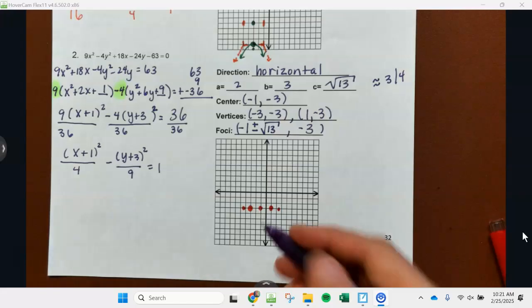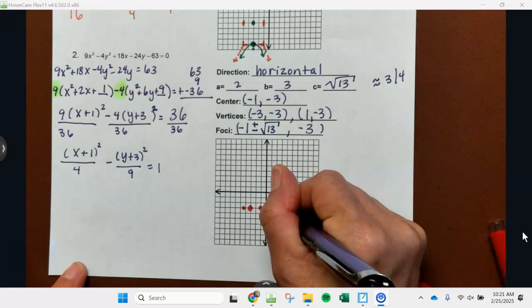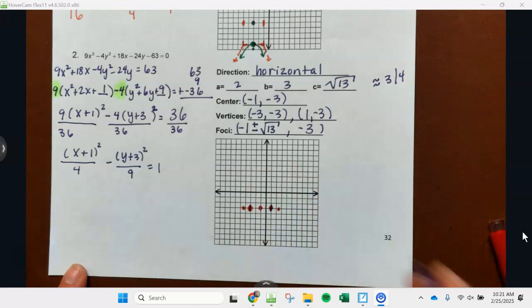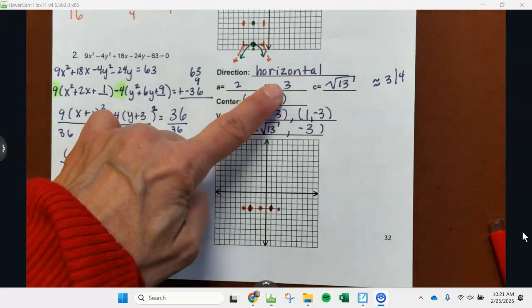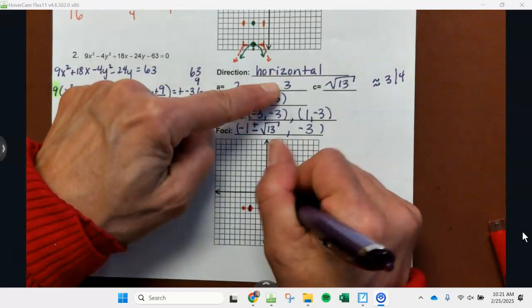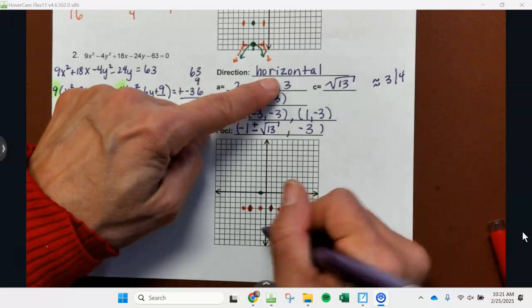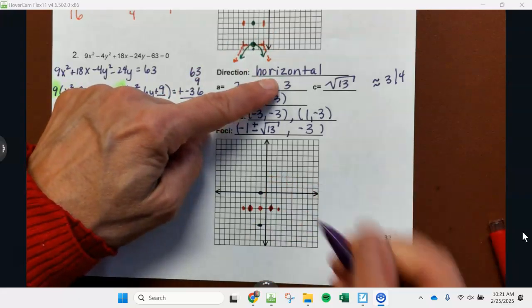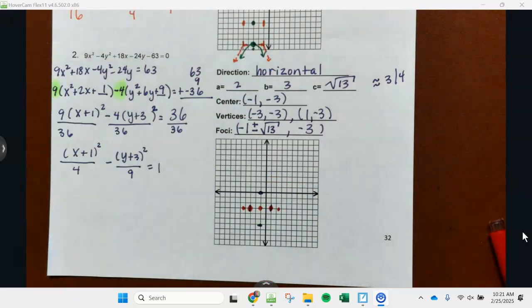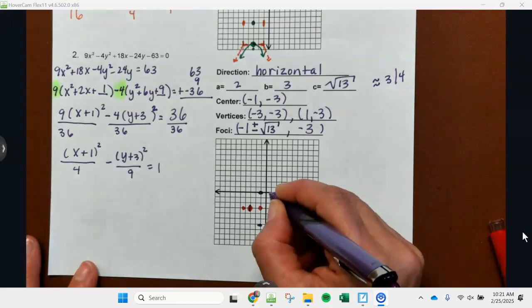I've plotted my vertices, so I know the sides are right here. I just need to find the top and bottom. That's where the B value comes in. From the center, we go 3 up. From the center, we go 3 down. And again, it is all about those corners.